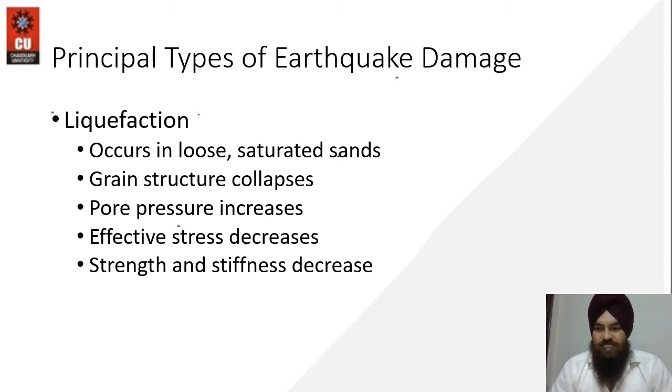As we all know, there is a relation between effective stress, total stress, and pore water pressure: effective stress is equal to total stress minus pore water pressure. Total stress remains constant. If the pore water pressure increases, effective stress decreases, and that further decreases the strength and stiffness of the soil beneath the structure. That leads to the sinking of the structure into the subsurface.